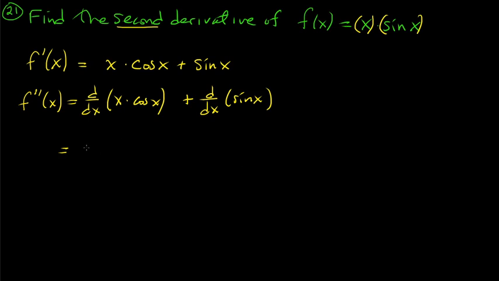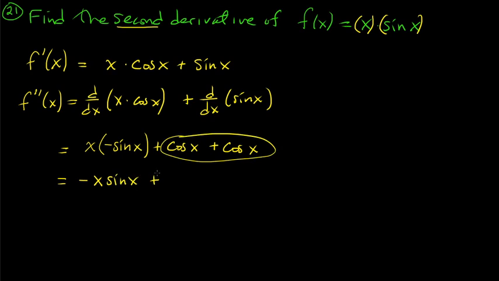And that's, again, using the product rule, right? So x times the derivative of cosine, which is negative sine, plus second, which is cosine, times the derivative of x, which is 1, plus the derivative of sine is cosine. Right? So we're left with, let's see, a positive x times a negative sine x is negative x times sine x, plus, well, cosine x plus cosine x is just 2 cosine x.